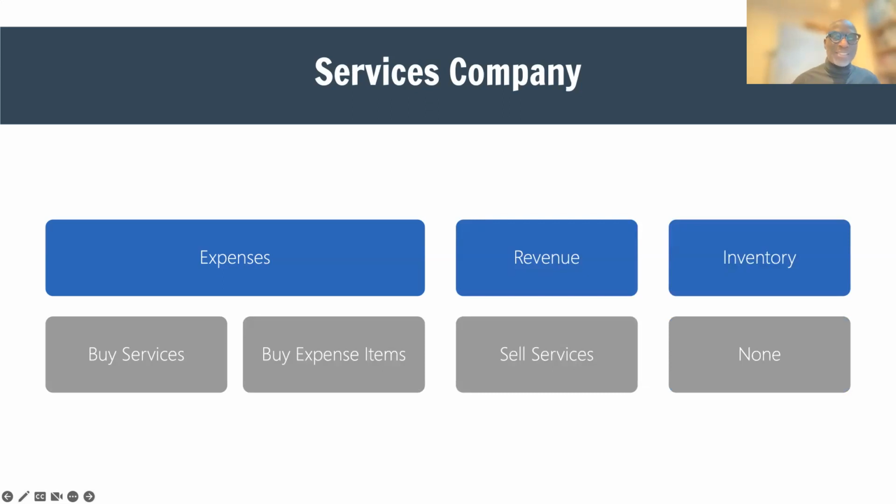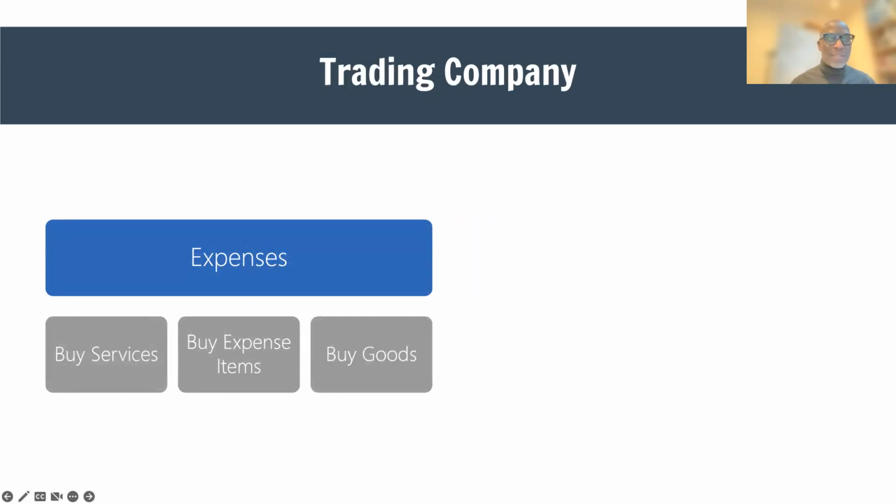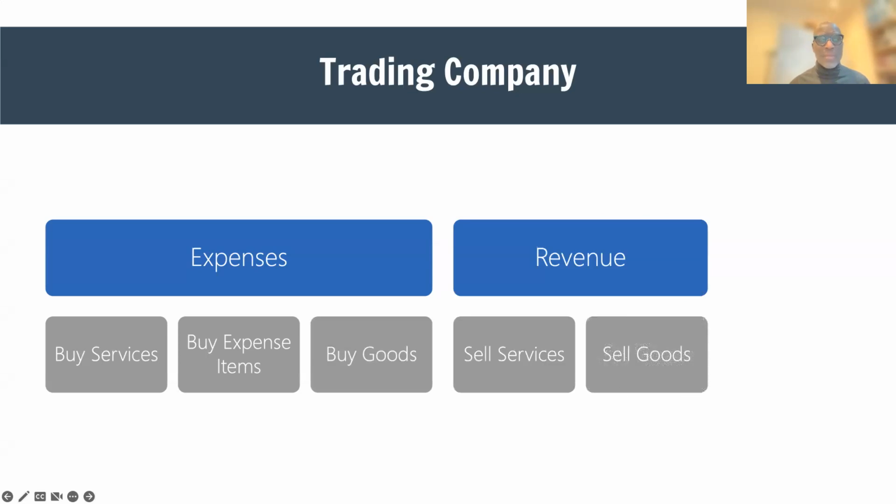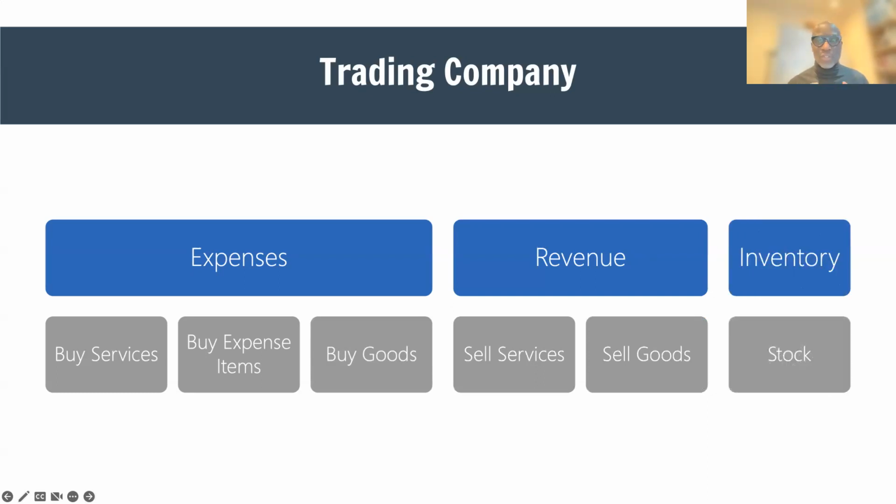Now, the next model is a trading company. This is a company that actually buys goods. So they will still have services as well, because there are people who would actually perform operations within the business. And then the revenue is mainly selling those goods. So they buy goods and sell goods. And then inventory, they may also have stock that they store in inventory. So this could be different kinds of stock, because they're not making that stock, but they are buying those goods, storing them in an inventory, and then selling those goods on. So that's a trading company.